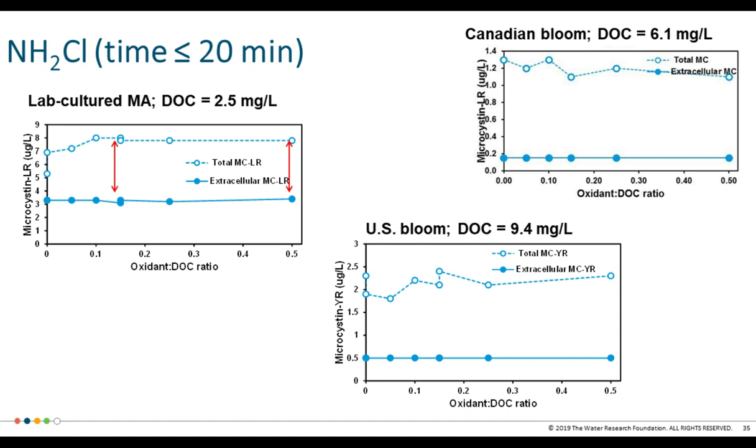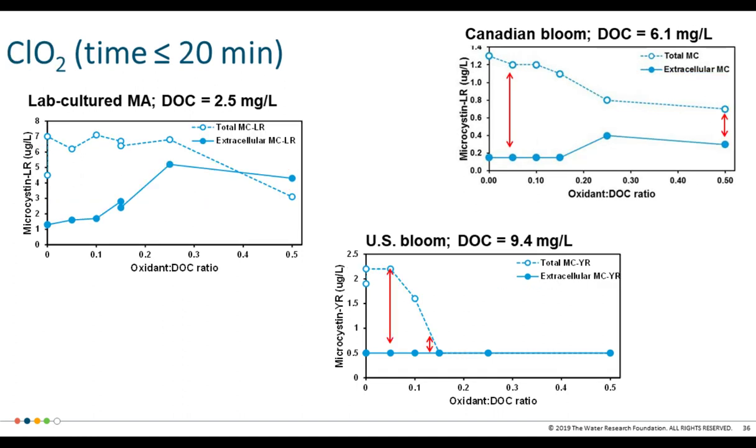So for chloramine, we can see that actually for all three, the lab cultures, Canadian bloom, and the US bloom, we had a complete vertical line for both total toxins and extracellular toxins. So we can see that for all the oxidant-DOC ratios that we used, we didn't have any release of the intracellular toxins, and the toxins were not oxidized. So we can say that the chloramine didn't have an impact on oxidation of our toxins, both intracellular and extracellular. So to the next oxidant agent.